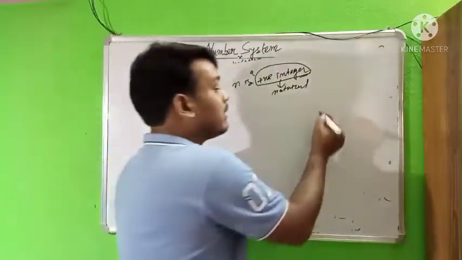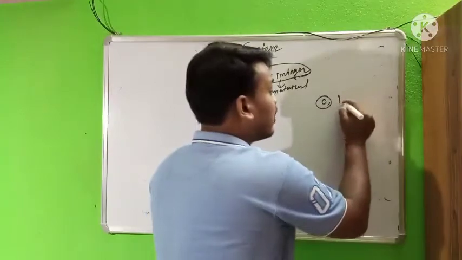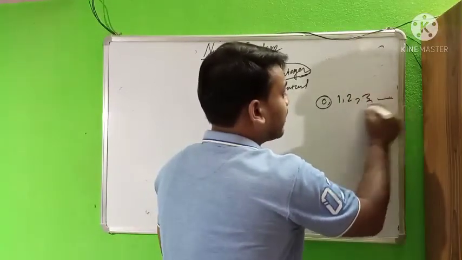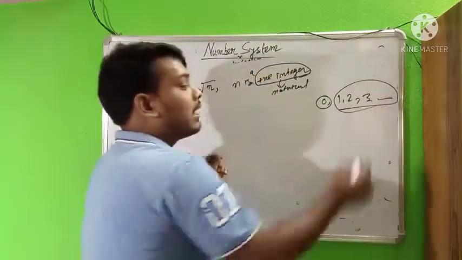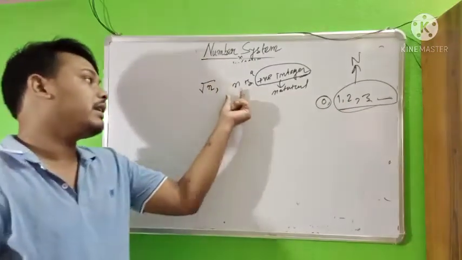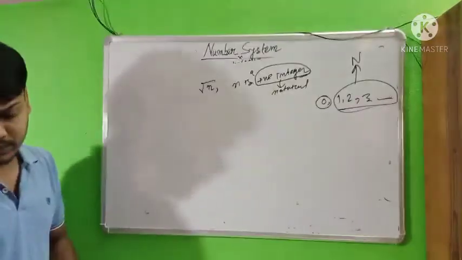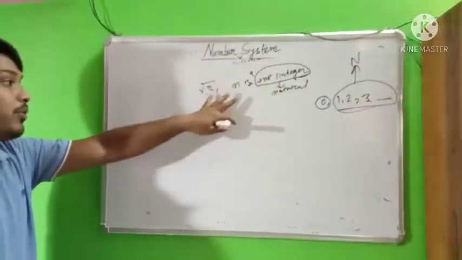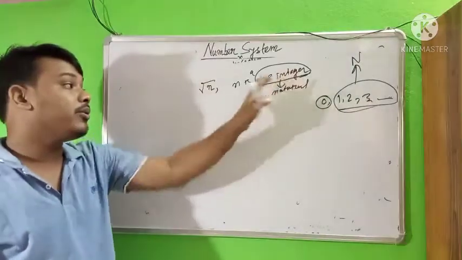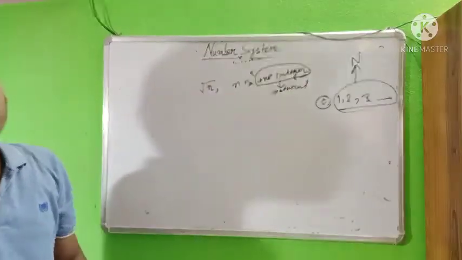Since positive integer means 0 is neither positive nor negative, 1, 2, 3, 4, 5, these are the positive integers, and this set is also called natural numbers. So you can write n is a positive integer or n is a natural number. So we have already learned how to represent root over n on a number line.